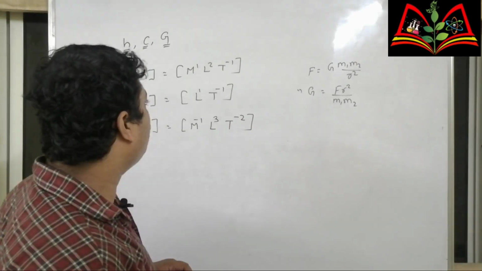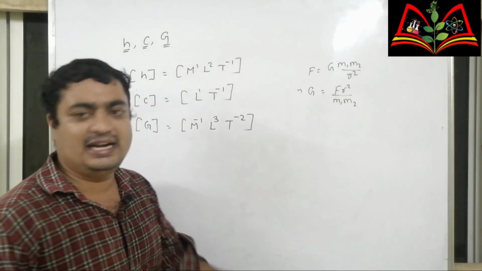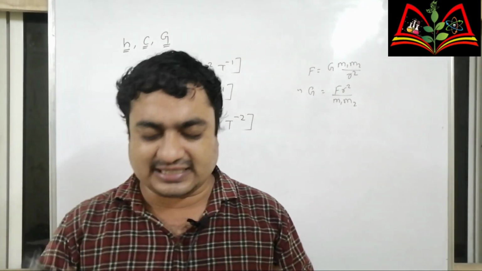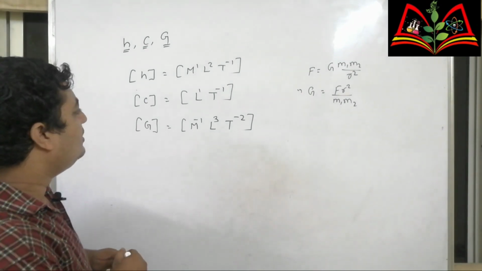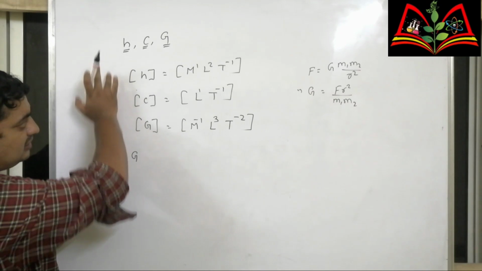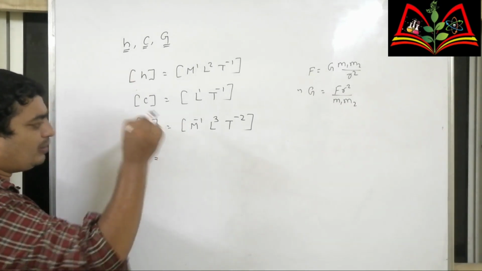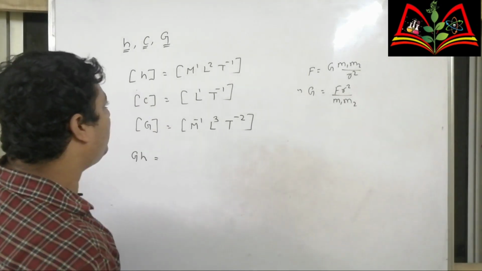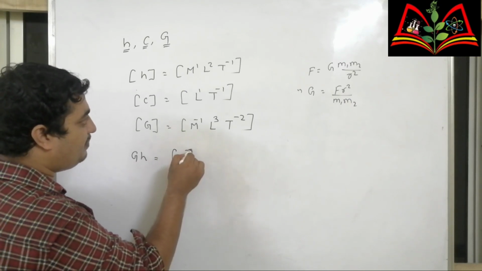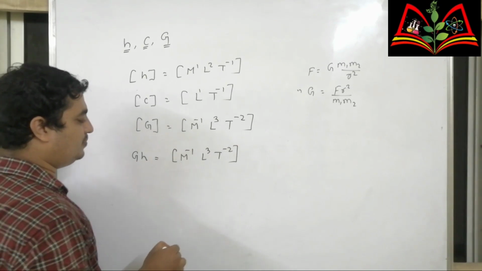Now, I have to calculate the dimensions of length, mass and time. Now, simply check. You can proceed as the previous method or simply check G into H. If we multiply these two quantities, what will happen? M to the power minus 1, L to the power 3, T to the power minus 2.